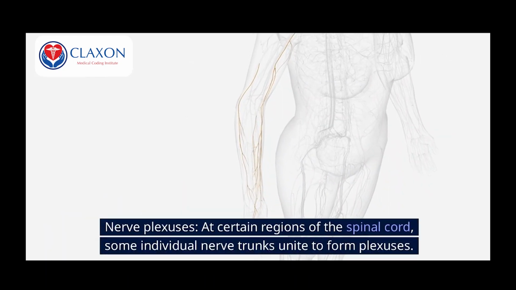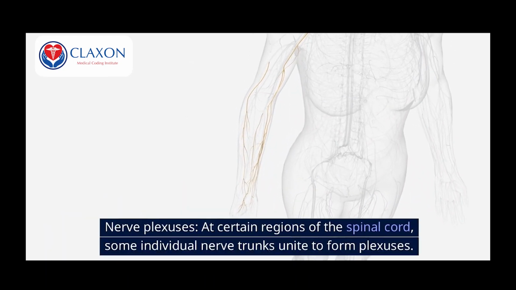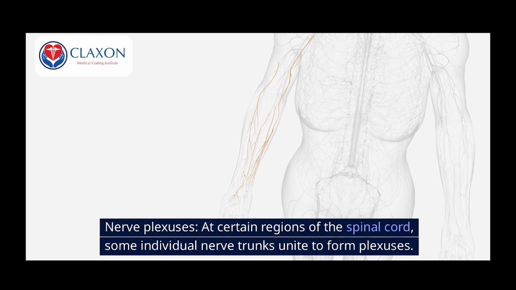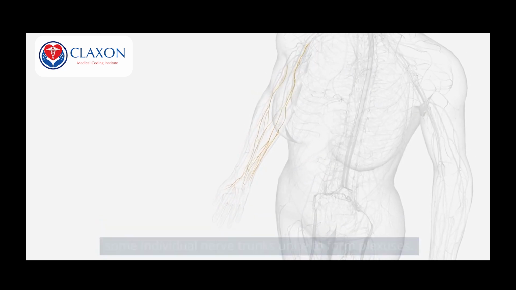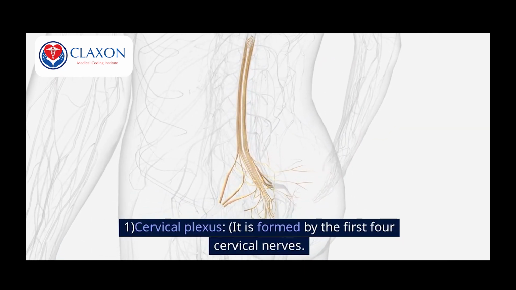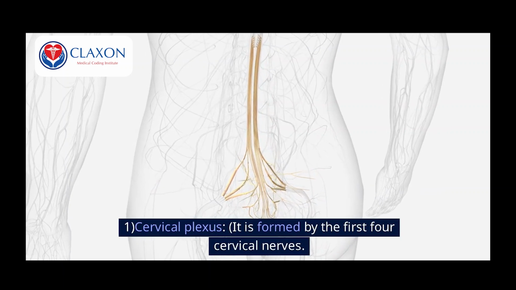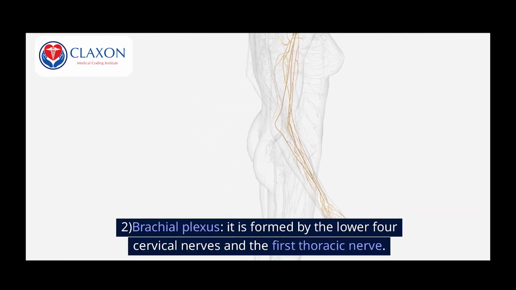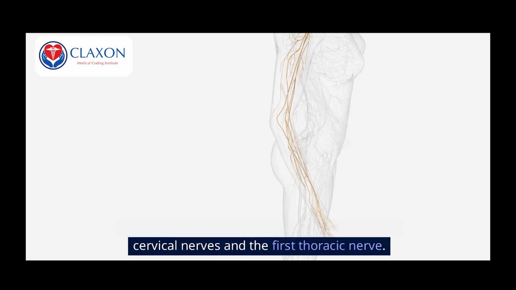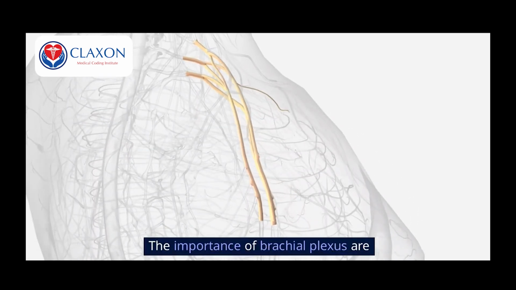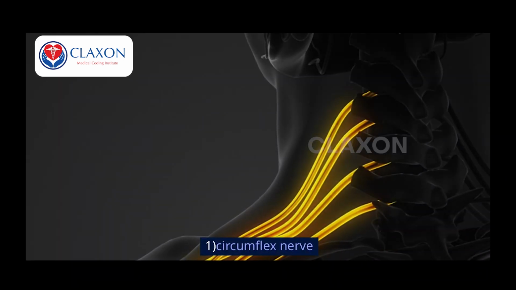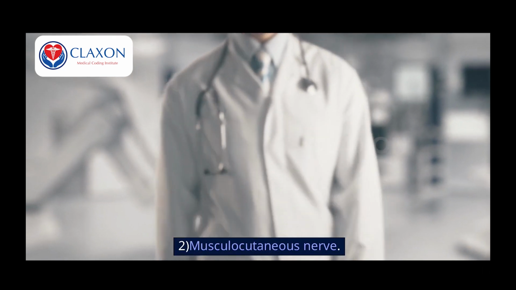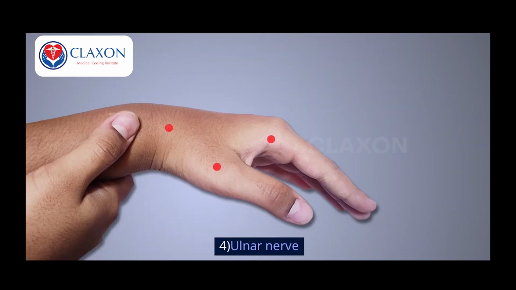Nerve plexuses: at certain regions of the spinal cord, some individual nerve trunks unite to form plexuses. 1. Cervical plexus, formed by the first 4 cervical nerves. 2. Brachial plexus, formed by the lower 4 cervical nerves and the first thoracic nerve. The important nerves of the brachial plexus are: 1. circumflex nerve, 2. musculocutaneous nerve, 3. radial nerve, 4. ulnar nerve, 5. median nerve.